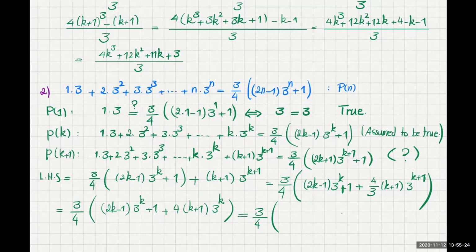So I take 3 to power k out. I pulled this 3 to power k out here. So what is left from the first one is 2k minus 1. So I would write 2k minus 1. Then from this one, I pulled 3 to power k out here. So what is left for me is plus 4 times k plus 1, which I write here.